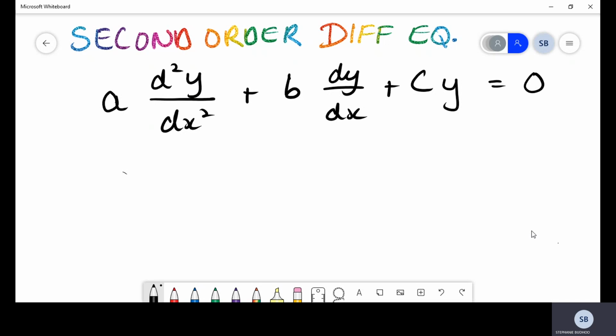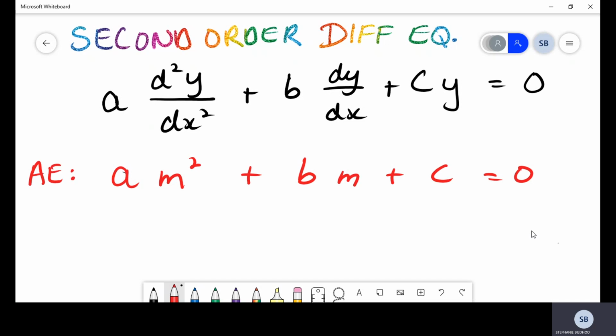Now, with these types of second order linear differential equations, we do have general solutions for them, but we also have a special equation that's related to it called the auxiliary equation. So whenever you get second order differential equations of this form, you can rewrite this in the form am squared plus bm plus c equals 0. And this is called your auxiliary equation. I think I'll write the full word so you guys can see a bit of spelling there. This is called your auxiliary equation.